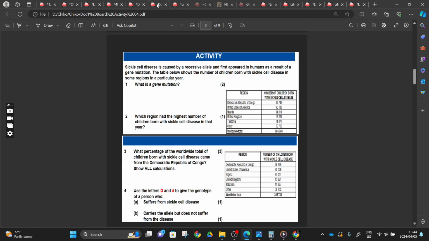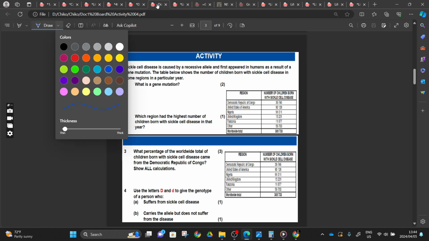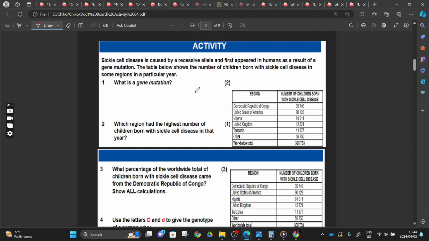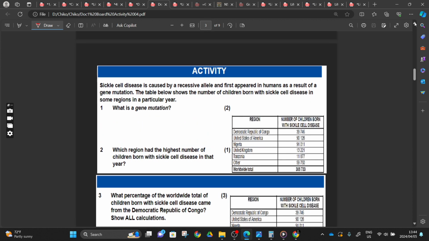You still remember that? Today we are just going to familiarize ourselves with questions that they bring when they are asking us a mutation based question, right? So something like this. I asked you yesterday to go and do this activity as your homework. Some of you maybe did, some of you didn't. It's fine, guys. We welcome all of you. Life Science, so we can come and say corrections here. Today's date, 05/04/2024.